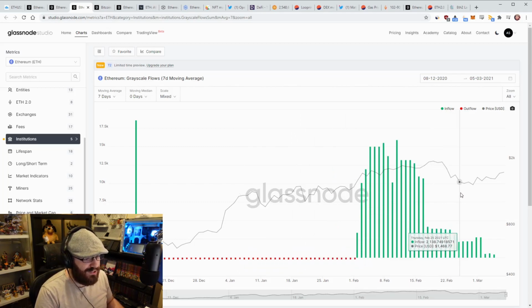But that is definitely interesting to see. And as you can see, the inflows have gone down completely. There's only about, I think, 500 ETH going in a day now, when at peak it was about 15,000 or more ETH going in. So quite a drastic change there.